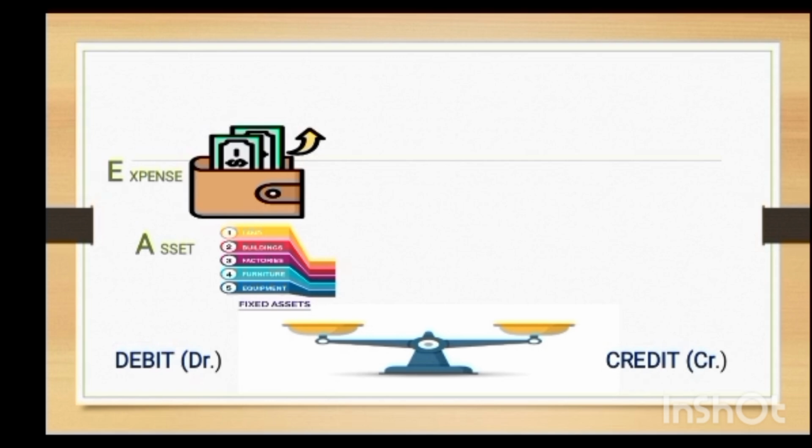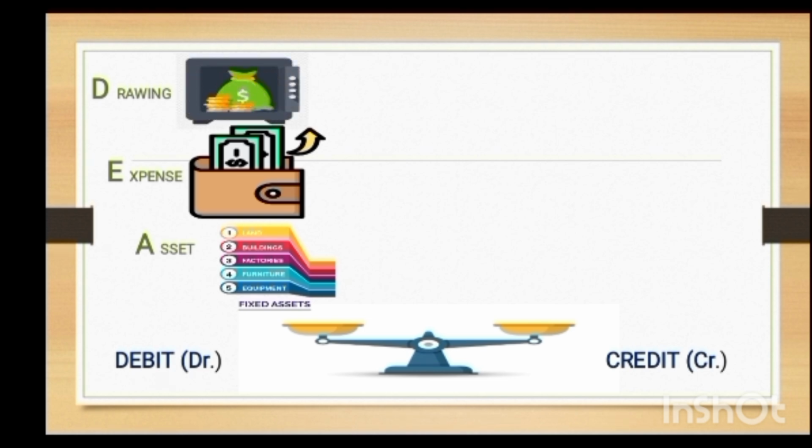Now the third account is drawing. What is drawing? Drawing is the opposite of capital. It is something the owner takes out from the business for personal use. For example, the owner takes out cash, machinery, land or a car for his personal use, that is drawing. Whenever the drawing increases, it will be debited.